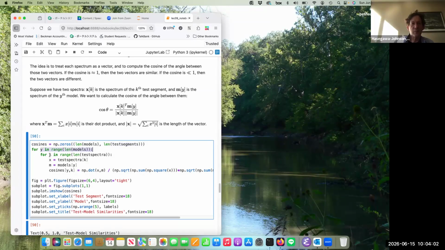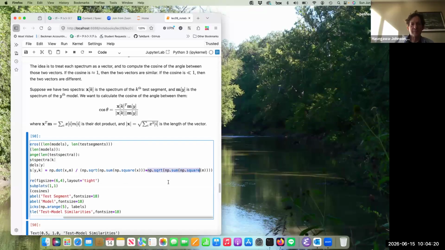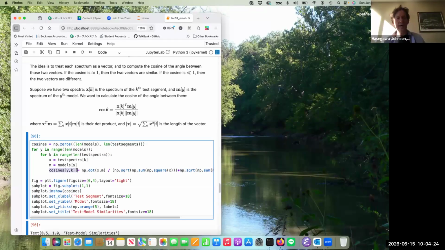For each of the possible models, we'll take each of the possible test spectra. Here's the test spectrum. Here's the model. We'll take the dot product between x and m and divide that by the square root of the sum of the square of x times the square root of the sum of the square of m. And that should give us the cosine between models of y and test spectra of k.